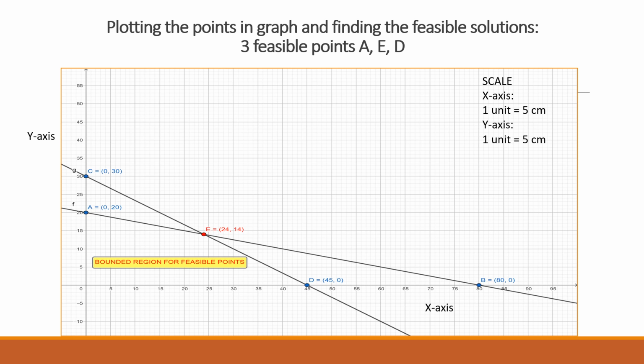So how do we find the feasible solution? The rule says the region below these points, that is A, E and D, gives us the maximum value for Z. The maximum value of Z is found in this region, which is the bounded region of feasible points. So note that A, E and D are the best, or optimal, points at which Z gets the maximum value.